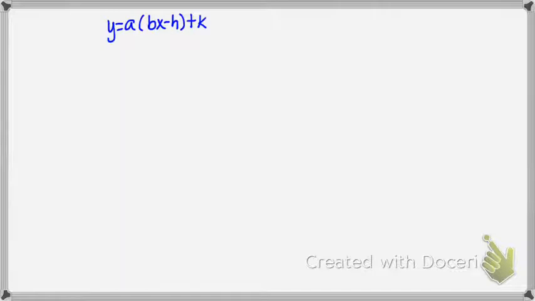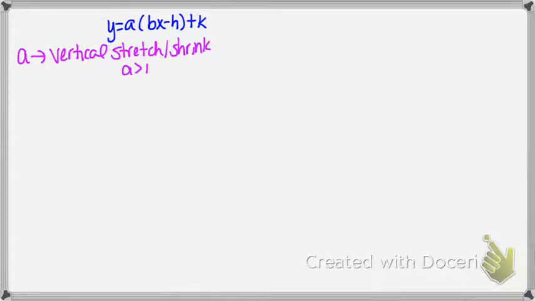So first let's look at A. A is outside the parentheses, so it's vertical. It's being multiplied, so it means it's going to be a stretch or a shrink. Now think about it. If you multiply something by 2, what does it do? It gets bigger. And so if we multiply by a number greater than 1, it's going to cause our graph to get bigger or to stretch. And so if A is greater than 1, it's going to be a stretch. And if A is between 0 and 1, it's going to be a shrink.